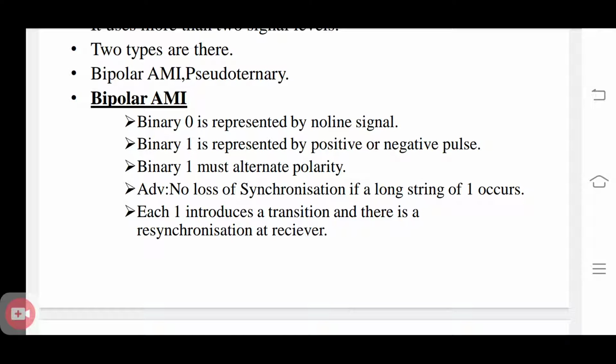There are multiple types of signal encoding techniques, in which the first one you have studied is NRZ and its variations. Now we can study multi-level binary. There are two types: one is bipolar AMI and another one is pseudo-ternary.